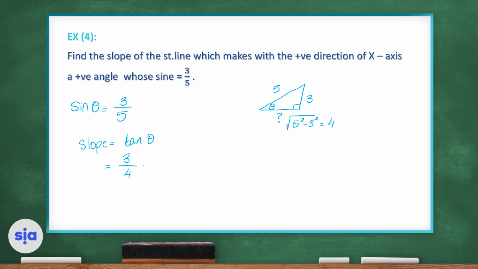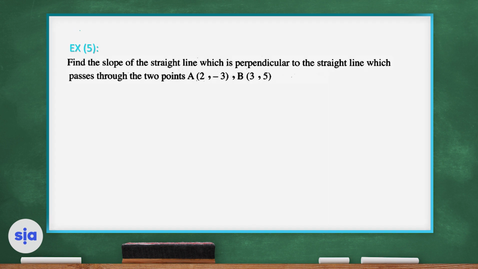Example 5. The question says, find the slope of the straight line which is perpendicular to the straight line which passes through the 2 points A and B. First of all, we find the slope of AB. The slope of AB is (y2 minus y1) over (x2 minus x1). Then the slope of AB is equal to 8.